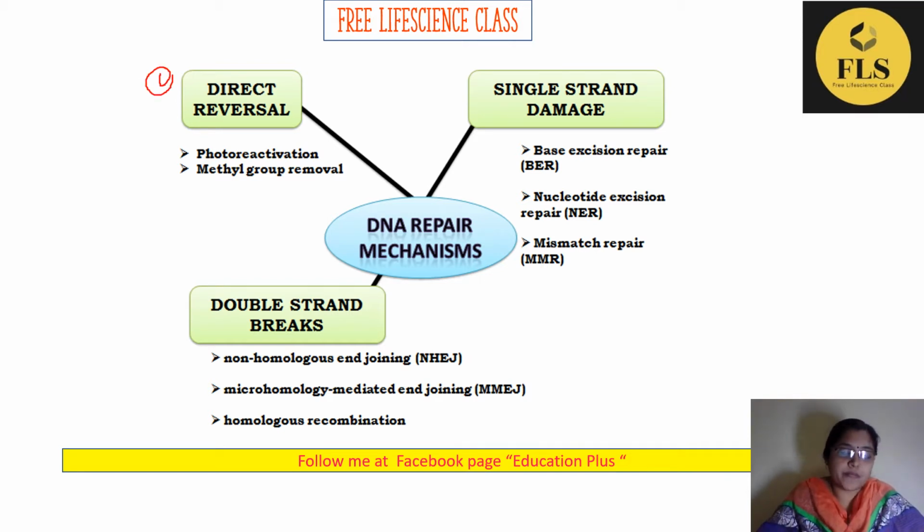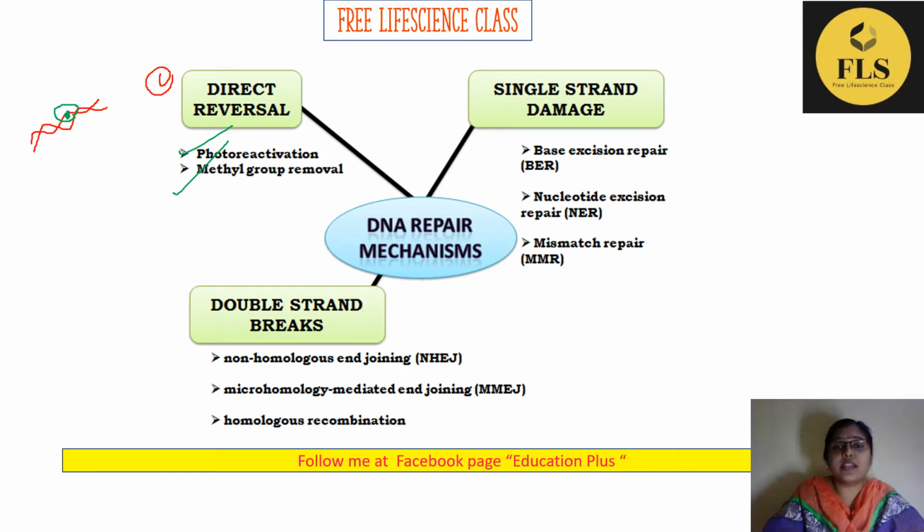What is direct reversal? Direct reversal means if any damage happens inside a DNA, for example, if a dimer occurs inside a DNA, then this type of mechanism, the direct reversal repair mechanism, can remove this incorrect base and restore it to normal. Such types of repair mechanism are included in direct reversal repair, and examples are photoreactivation and methyl group removal.